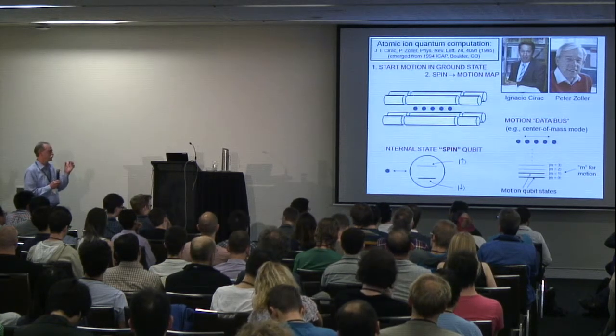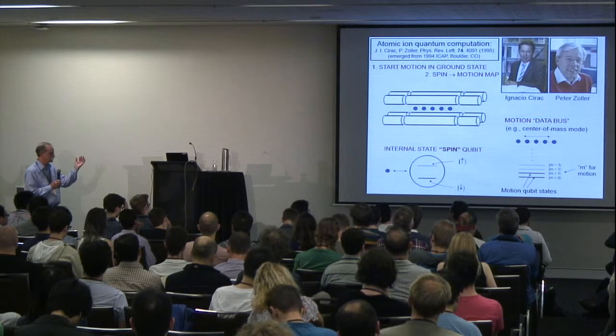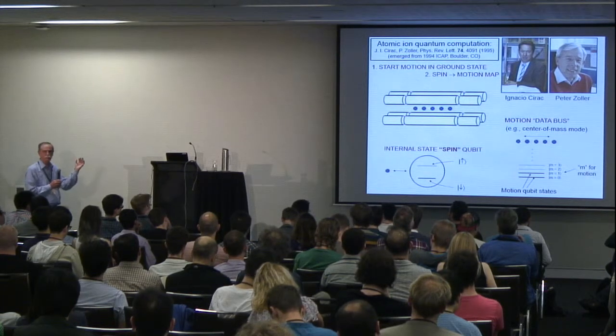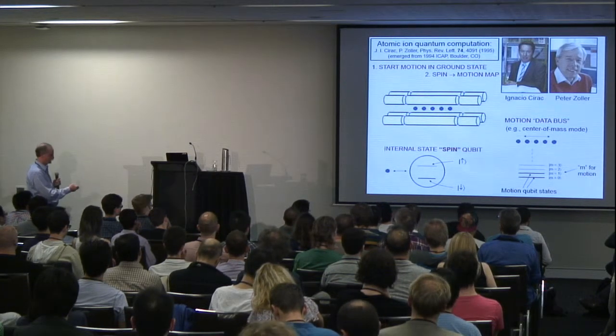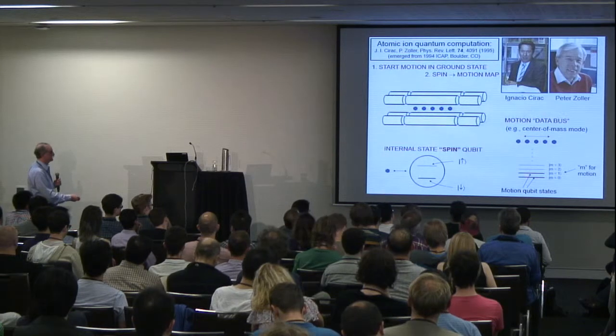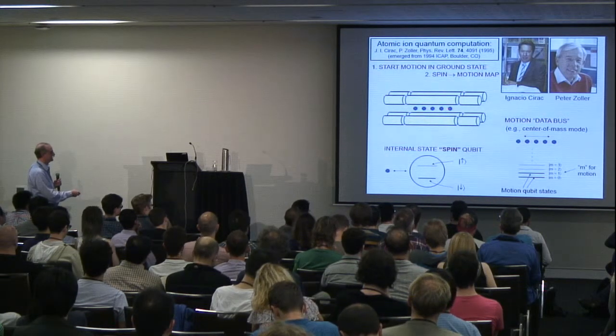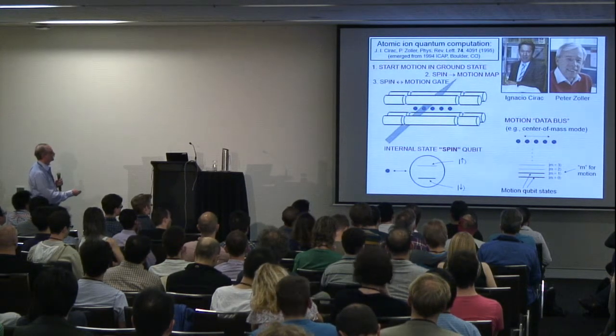The key feature is that the motion is shared amongst all ions. And so the simplest one to think about in the case of five ions is the oscillation in the external well. They all share this motion. And so when the state of this first ion is mapped onto the motion state, all these ions feel it.